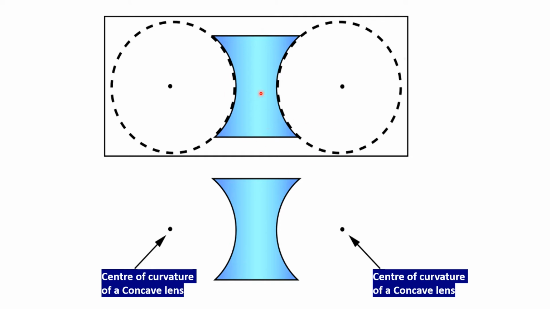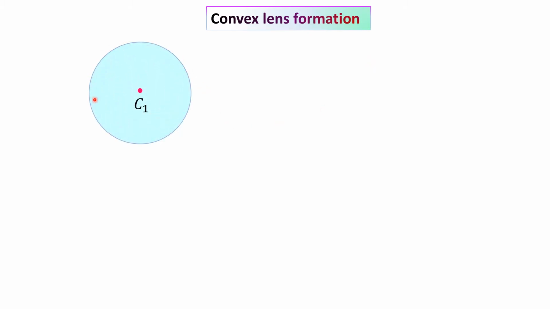Similarly, in case of a convex lens also the same thing happens. Here I am showing you the formation of a convex lens. It's very interesting. You see here, this is a sphere, a solid sphere. It is not a hollow sphere, it is a solid sphere, and its center is C1. Name this sphere as sphere 1. So C1 is the center of the sphere.